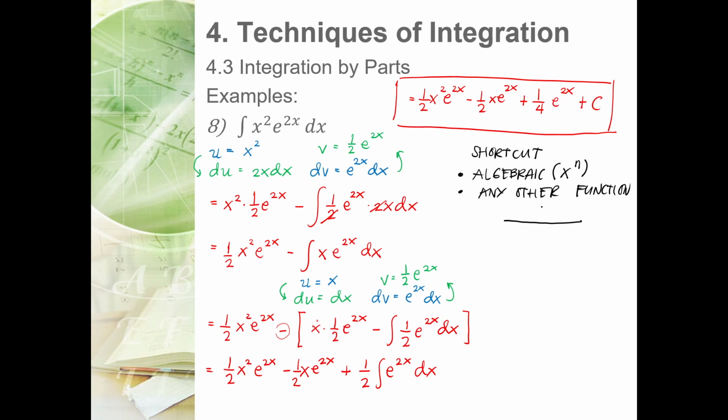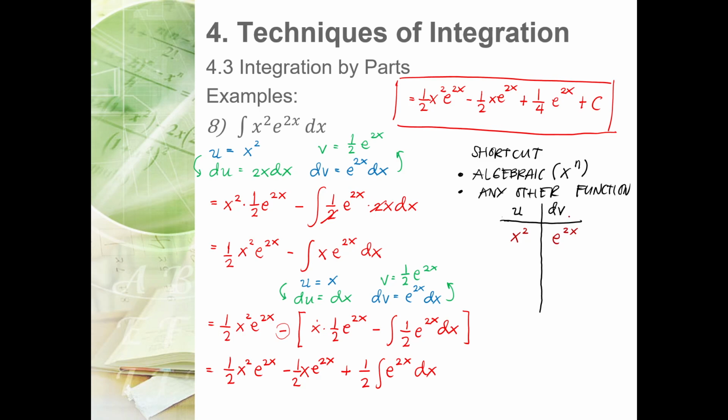So how does the shortcut work? You need to create a table. On the left side will be your derivative, that will be your u parameter. Then your v parameter is the dv, which you always integrate. It is still u and dv. So let's use another color so you can see. My suggestion here is if you want to use the shortcut, always represent u as your algebraic term. So your x squared is here, and then your e to the power of 2x is on the dv.